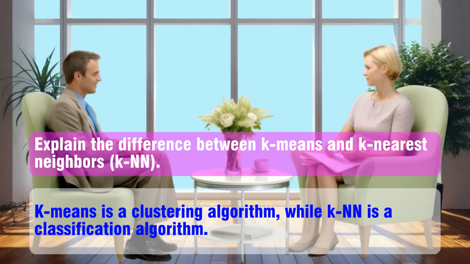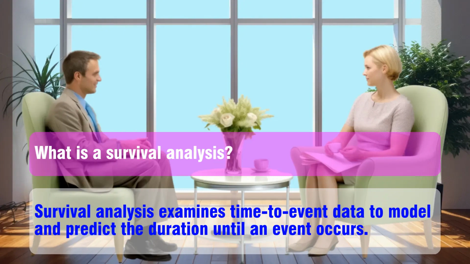Explain the difference between k-means and k-nearest neighbors (KNN). K-means is a clustering algorithm, while KNN is a classification algorithm. What is survival analysis? Survival analysis examines time-to-event data to model and predict the duration until an event occurs.